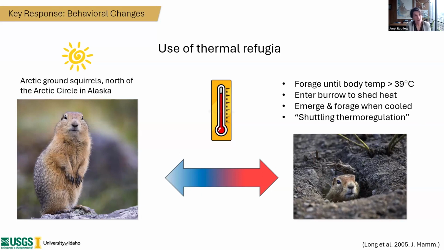And so this is another way that mammals, and particularly small and medium-sized mammals or birds, have the opportunity to adjust to a warming climate. There are probably costs for this type of behavioral plasticity as well.